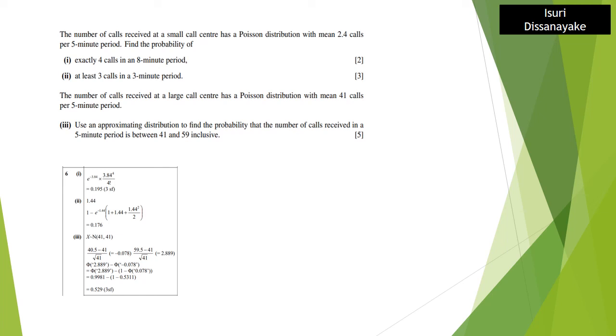And the next one, it says it's a large call center. So you have to use the approximating distribution, that is the normal distribution, and you have to find the parameters of the normal distribution. It is also the probability you have to find between 41 and 59 inclusive. So you have to find the probability of x being greater than or equal to 41 and less than or equal to 59. You have to use your knowledge of the normal distribution to find the relevant probability between 41 and 59 over here.